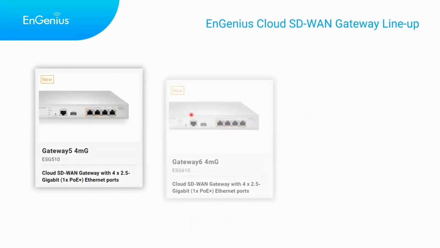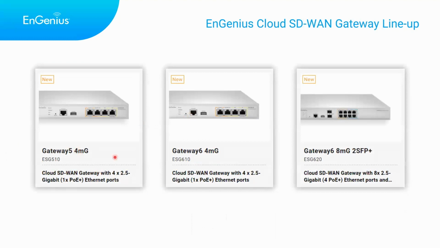Now, the first model that we launched was the ESG 510. This month we are releasing the ESG 610, so it's a buffed version of the 510, which can handle more throughput, as well as the VPN tunnels. Later on, I'll discuss the specifics.